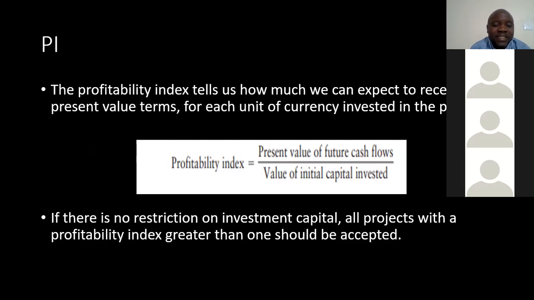So the profitability index, guys, ideally it must be above 1, and it is the present value of future cash flows divided by the value of initial capital invested. If there is no restriction on investment capital, all projects with a profitability index greater than 1 should be accepted. So if you go back to that question and you want to find the profitability index, it's very easy.